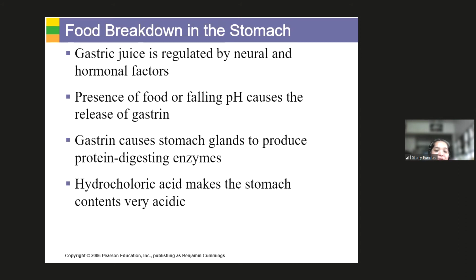Note that the body produces around 2 to 3 liters of gastric juice per day. How about the hydrochloric acid? Your hydrochloric acid may possibly make your mucosal lining thin, causing ulceration.